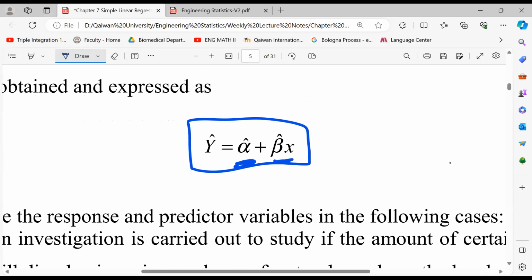In finding this linear regression equation, we just need to find alpha hat and beta hat. We need to find these two, okay? We'll have a formula for finding each of these two. Based on the given data, we can find both of them. It's easy to find them if we know the rules.